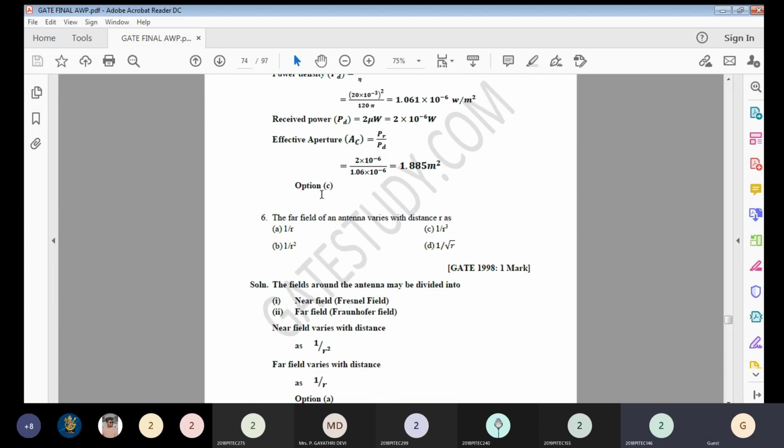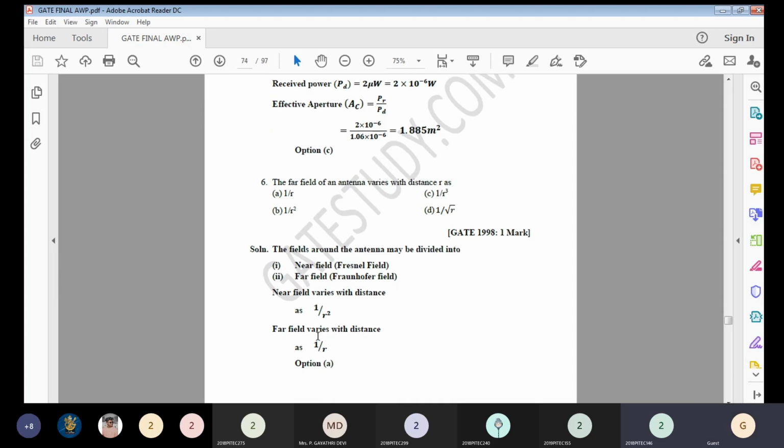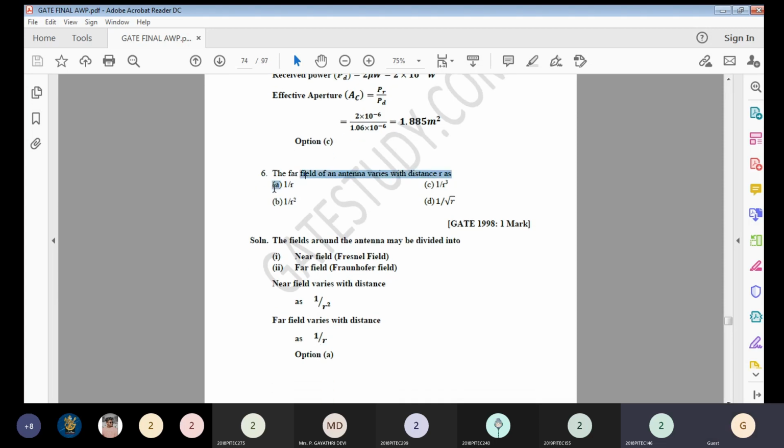The far field of antenna varies with the distance R as 1 by R. Yes, 1 by R. Option A is going to be right. Okay, 1 by R. This is what this concept is about.